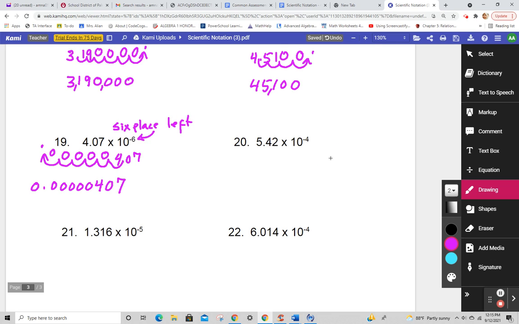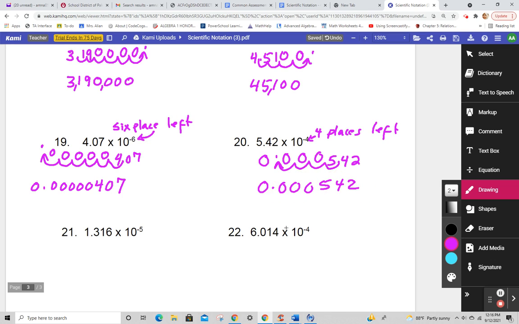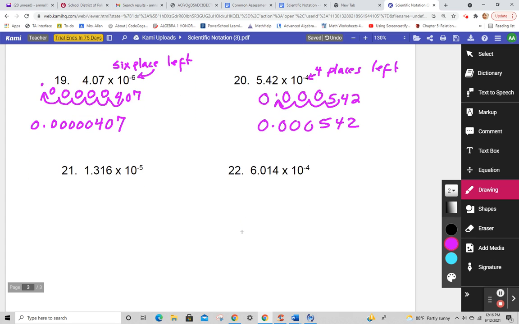All right, let's try the next one. So we have 5.42. We're going 4 places left. That's what this exponent is telling us. So 1, 2, 3, 4. We'll put a 0 here, 0 here, 0 here, 0 here for each loop. So 0.000542. You don't have to worry about commas with numbers smaller than 1. All right, why don't you pause the video and try 21 and 22, come back and check.